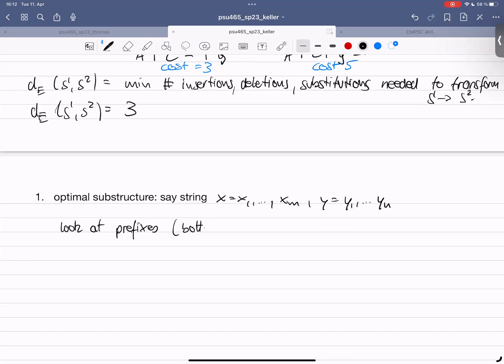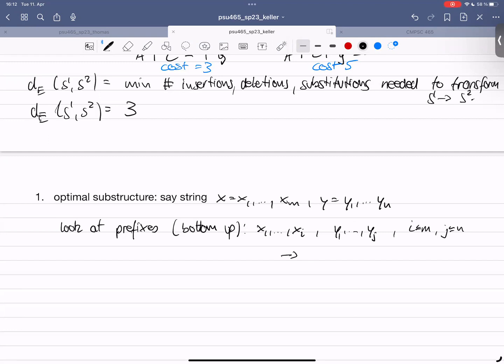You will see that this will allow us to solve this whole thing bottom up again. Namely prefixes that go from x1 through xi. So we take the first i characters of x and a prefix of y, sorry, y1 up to yj. So we take the first j characters of y, and i needs to be smaller or equal than m, the length of the first string, and j is smaller or equal than n, the length of the second string.